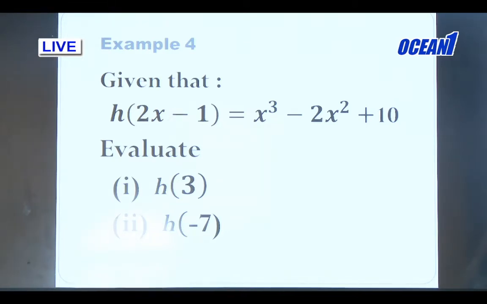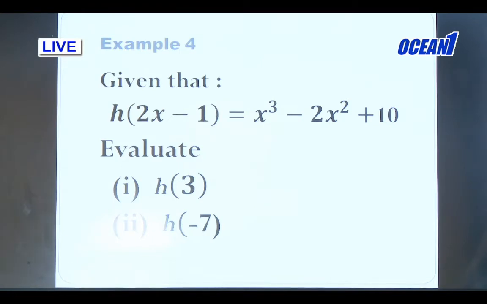This example says that h of 2x minus 1 is equal to x cubed minus 2x squared plus 10. Now we are still in the formal theorem, so we simply think like this. We are supposed to evaluate the first one, h of 3. Let's give ourselves a few seconds to try that. Just observe it.